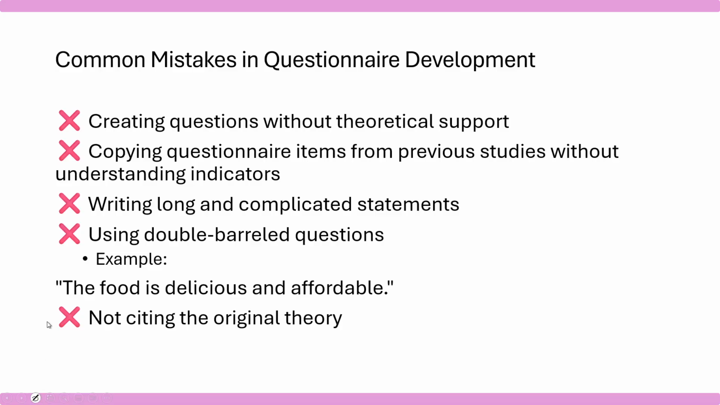Fourth one, using double barrel questions, like the word "and" here. Double barrel. What is it? Where is it? This one. The food is delicious and affordable. Just choose one. The food is delicious. The food is affordable. Don't use a double barrel question. Lastly, not citing the original theory.